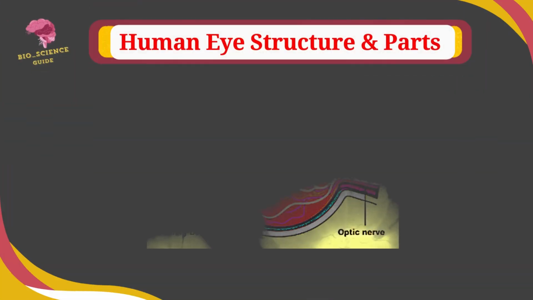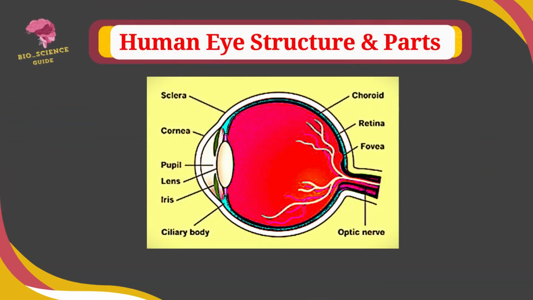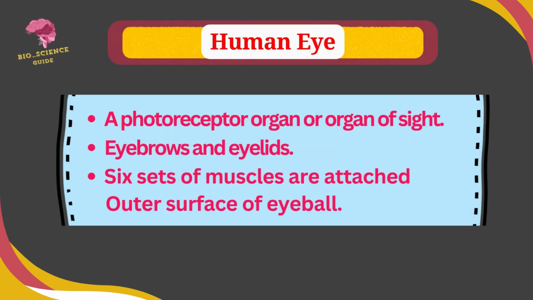Today the topic is human eye structure and its parts. The eye is also known as a photoreceptor organ or organ of sight. It is protected by eyebrows and eyelids.